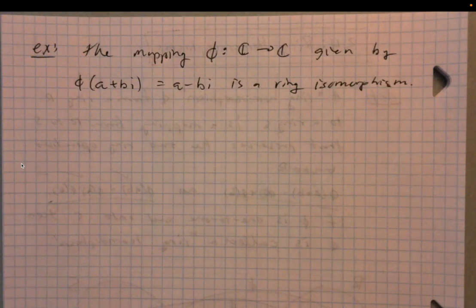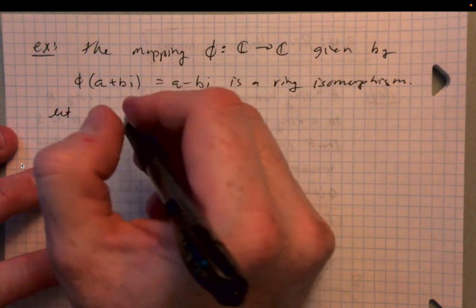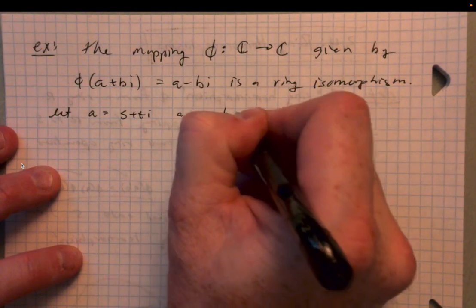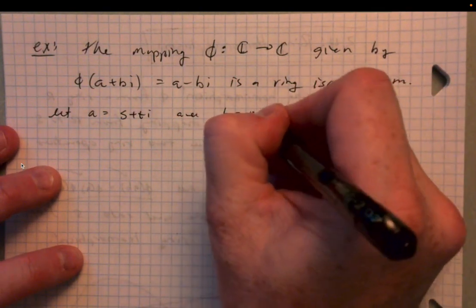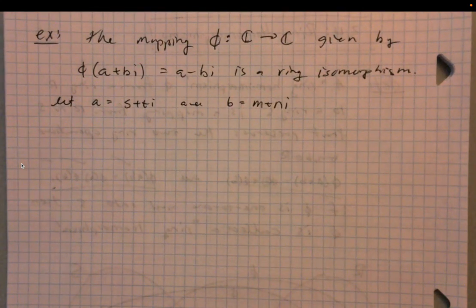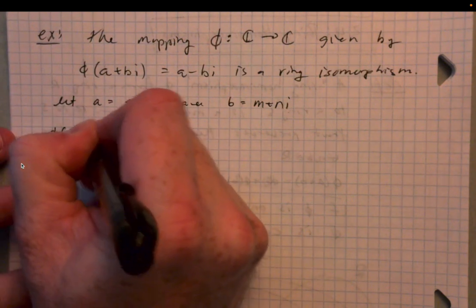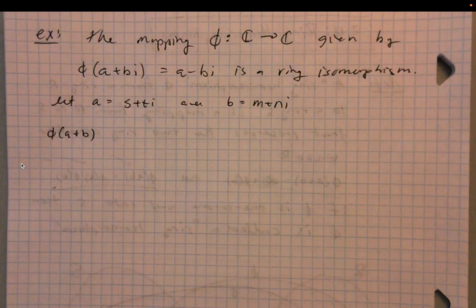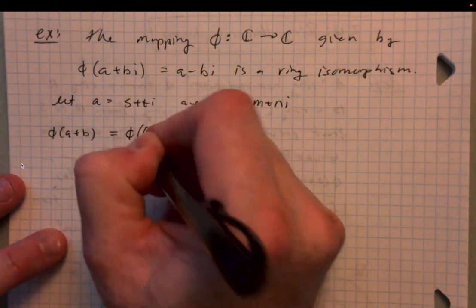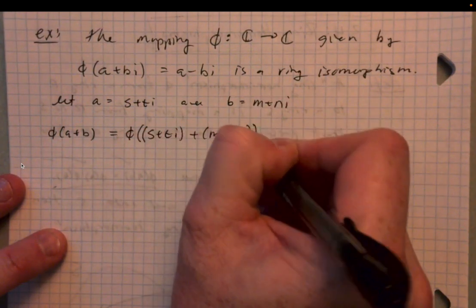But let's see how it preserves operations. So we'll let A equal S plus Ti, and we'll let B equal M plus Ni. All right, so remember these are complex numbers. And so then let's consider the additive part first. So phi of A plus B. Right, so if A is S plus Ti and B is M plus Ni, we're going to substitute all that in. So this is phi of S plus Ti plus M plus Ni.